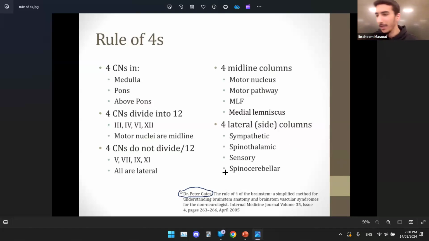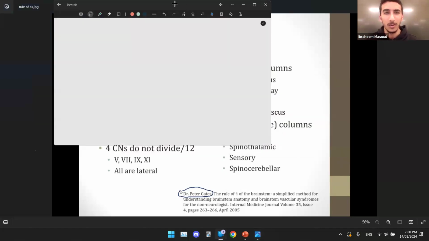You know what? Let me draw. I don't like speaking. I like drawing. Although I speak a lot sometimes, drawing will solve everything. Look at the rules of four now. Can you guys see the screen, the white screen? Can you guys see it?